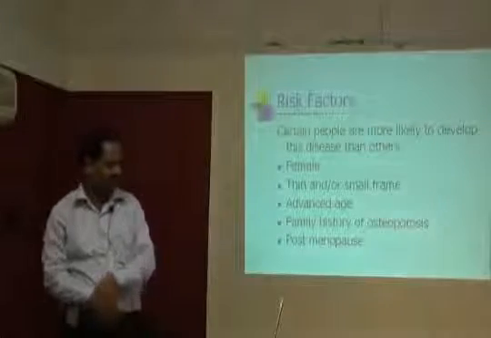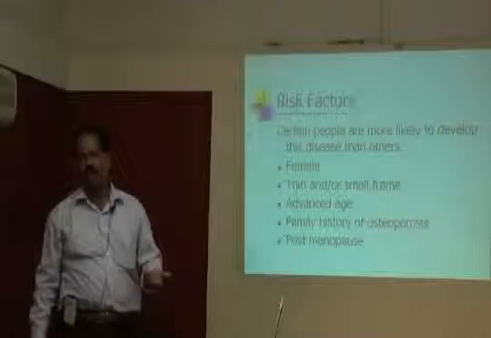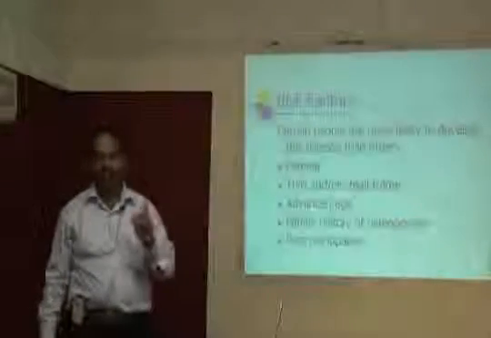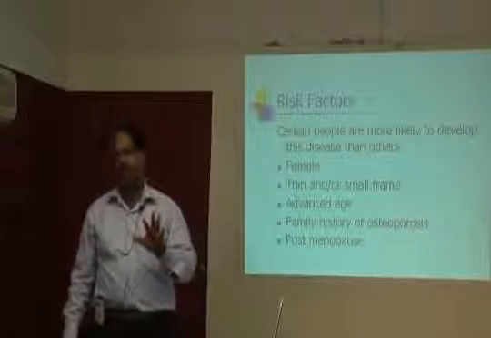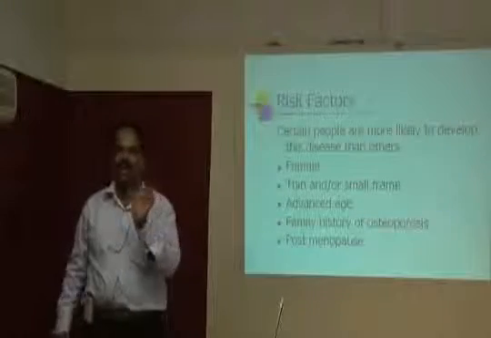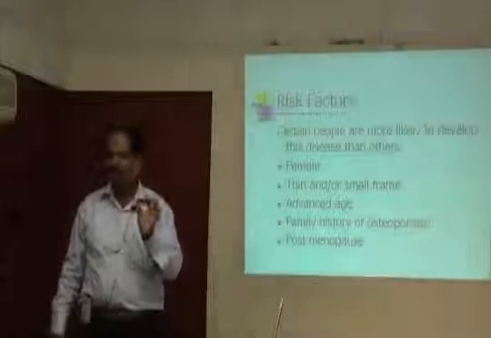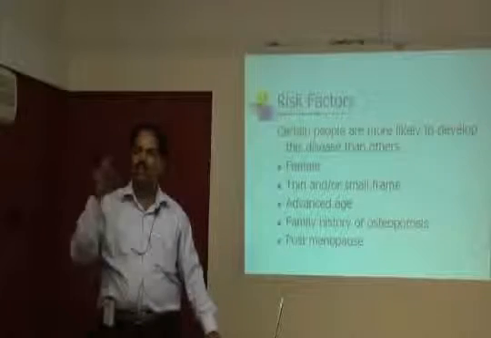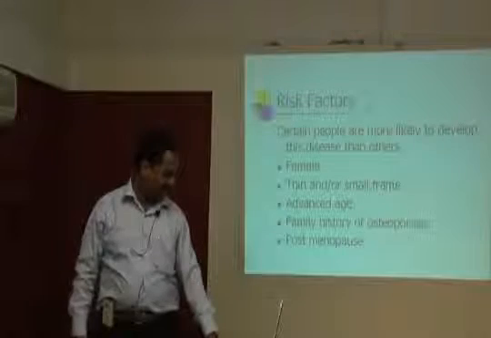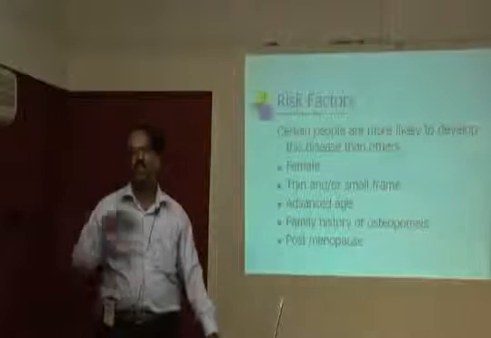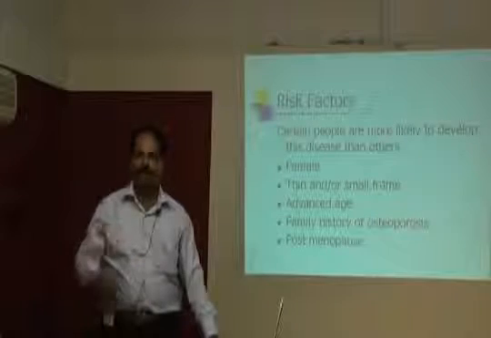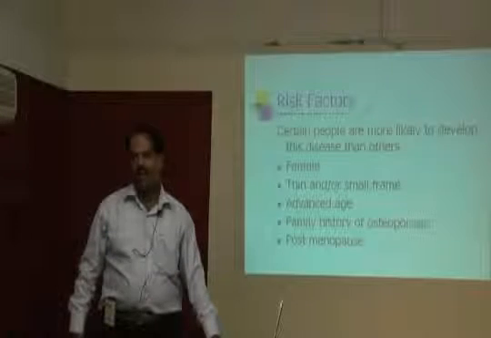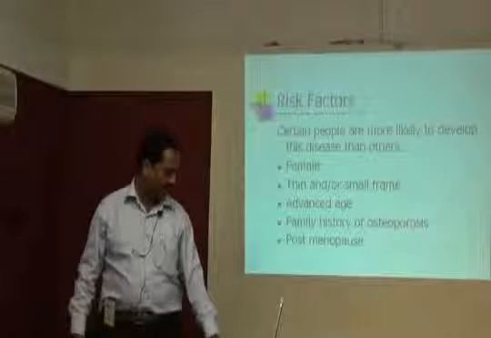Risk factors. Female, very common. Females have more chances of getting osteoporosis. Then a thin and small frame. If the person is very thin with a small frame, the bones are otherwise also tiny, and if they get thinner, then it is more of osteoporosis. Advanced age: as the age grows, osteoporosis is common. Family history of osteoporosis: my father has osteoporosis, probably I may get osteoporosis. Then post-menopause, a very common factor in women.